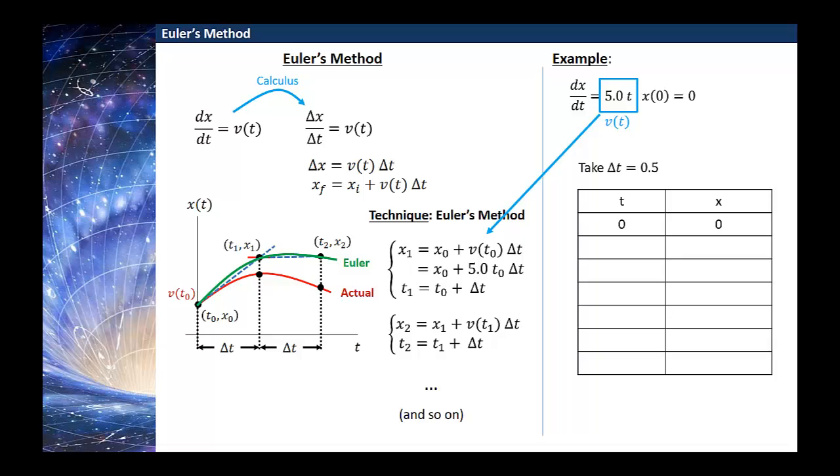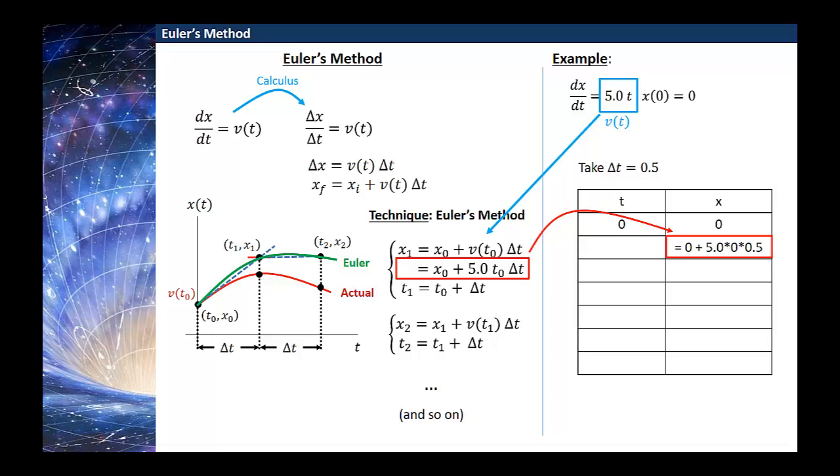Well, let's set up a table to do this calculation. So in this table, I'm going to take delta t equals 0.5 so that I can actually do some calculations. And the first line of this table is the t0. So t0 equals 0, x0 equals 0. In order to find the next line in the table, I need to calculate x1, which is x0 plus 5 times t0 times delta t. Well, x0 is 0. Then I have 5 times t0. Well, t0 itself is also 0, times delta t, which is 0.5. Okay, we can simplify this, but let's just hold on to it for a second.